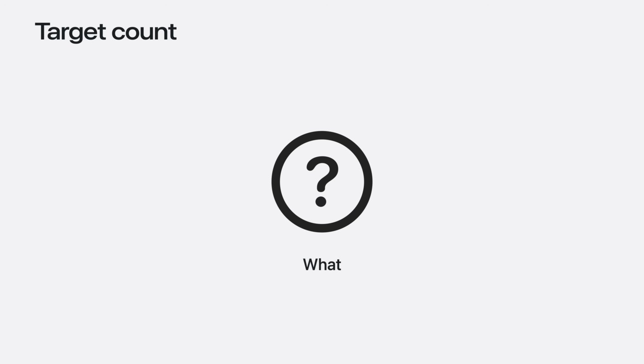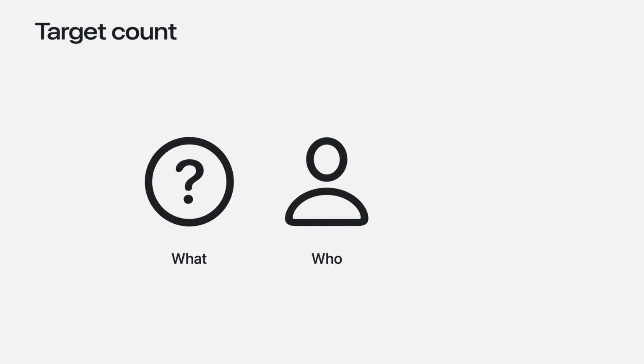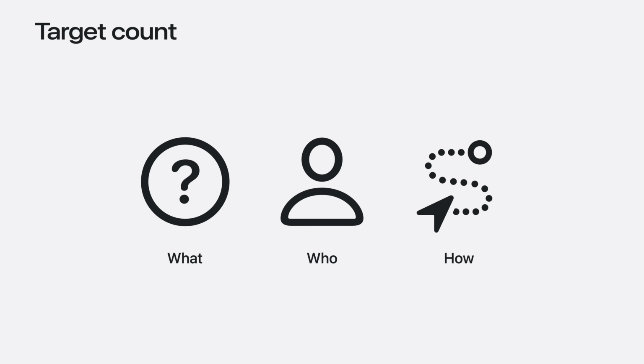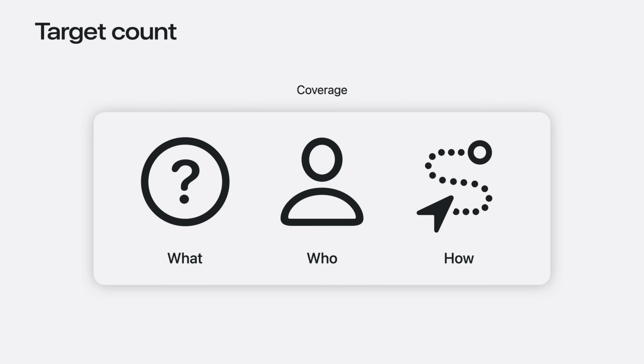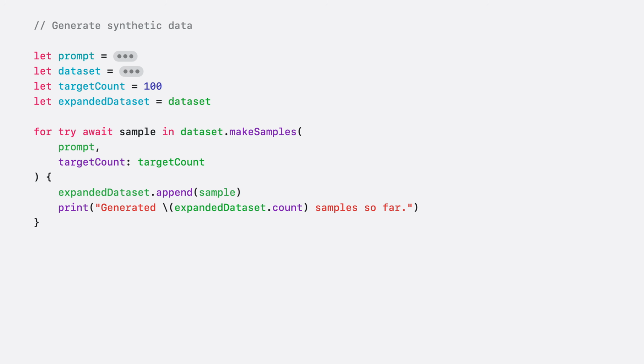So the right target count for your evaluation dataset depends entirely on your feature, what it does, who uses it, and how many different ways people interact with it. What matters far more than quantity is coverage. So instead of asking, how many samples do I need? Ask yourself, have I covered the meaningful variety of ways this feature will actually be used? Now that I've defined the required variables, I can use the makeSamples method, which returns an async stream of newly generated samples.